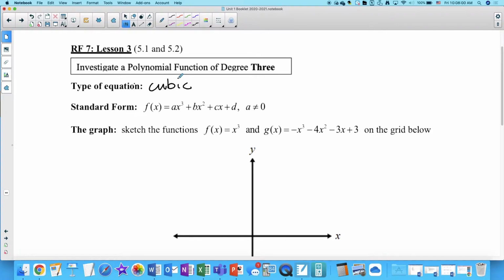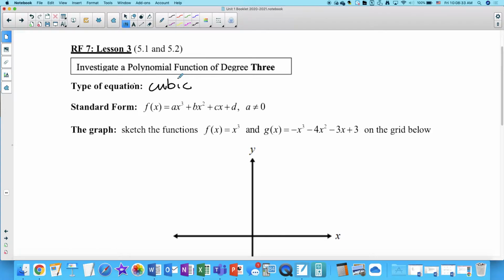Okay, and the standard form when everything has been expanded out of a cubic function is f of x equals ax cubed plus bx squared plus cx plus d. A would be your leading coefficient, and d is your constant. And remember, we have been paying attention to those two values as we've been looking at each type of function. A can't equal 0, because if a were 0, this would go away, and then we would just have a quadratic function.